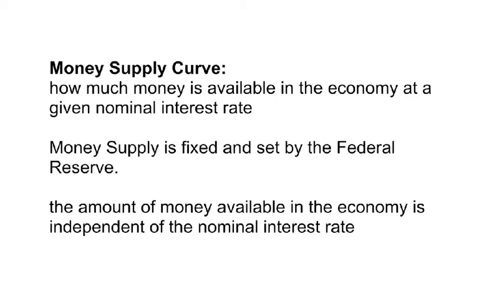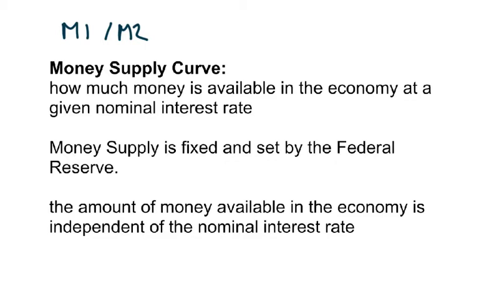The money supply curve is how much money is available in the economy at a given nominal interest rate. And yes, this is the M1 and M2 we were talking about in topic 15-1. This is the money supply, right? It's an actual curve, not just an idea. And so you notice here the money supply is fixed and set by the Federal Reserve.